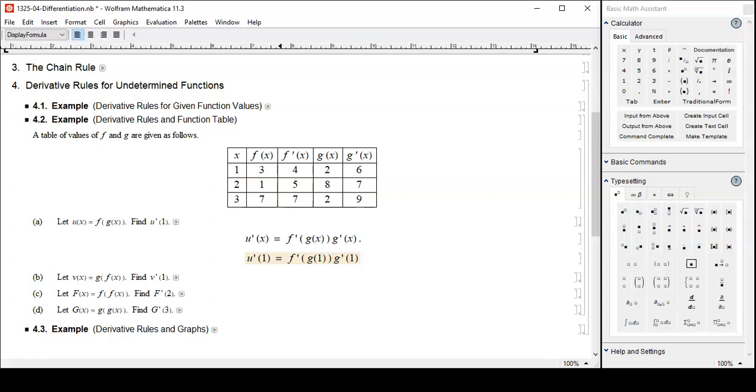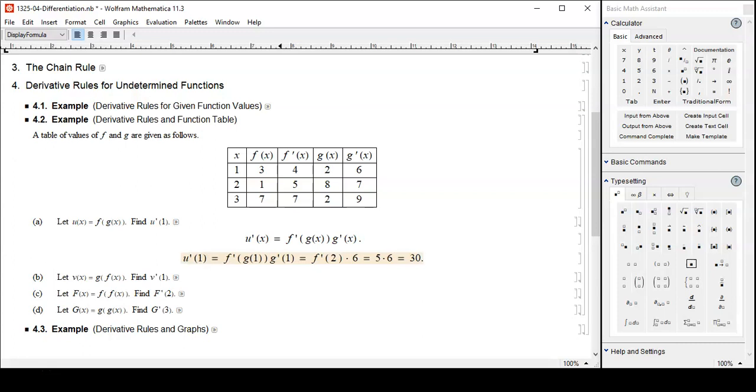Alright? Now, what is g prime of 1? Look up the table. That's 6. Now, what is f prime of g of 1? Well, g of 1 first. G of 1 is 2. So you get f prime of 2 times g prime of 1. And what is f prime of 2? That's 5, isn't it? 5 times 6, that's 30.